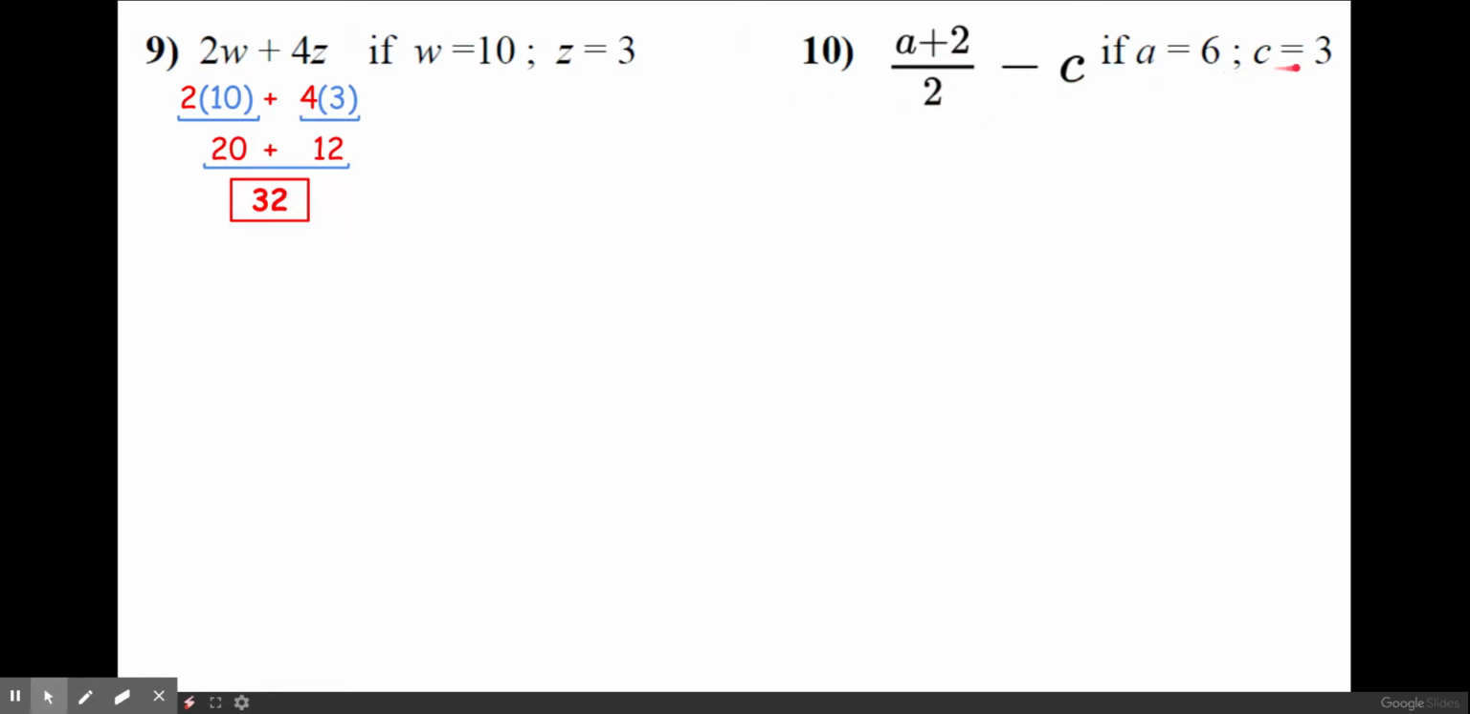Number 10, you have a plus 2 divided by 2 minus c. If a is 6 and c is 3, so replace a with 6 plus 2 over 2 minus, in place of c, you're going to have 3. So now we deal with the 6 plus 2 first, which is going to be 8. 8, bring down the 2, minus, and 3. 8 over 2 is 4. Bring down the minus, bring down the 3, and 4 minus 3 is 1, and that's our answer.